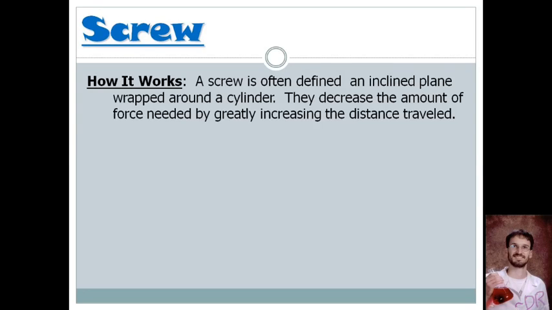A screw is often defined, and it's how our book defines it, as an inclined plane wrapped around a cylinder. You maybe have never thought about a screw that way, but if you take a look at a screw, that's kind of what it is. And screws work by decreasing the amount of force that's needed by greatly increasing the distance. You can see the pattern here. It's how this inclined plane thing works. It reduces the force by increasing the distance.